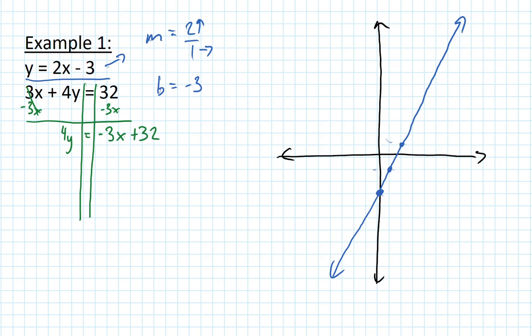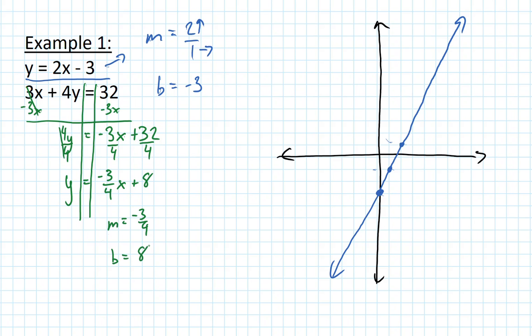Next, I'm not done yet. I still need to get rid of that 4. I do that by dividing. And remember, when you divide, you have to divide everything on the right side. On the left, it cancels out. I get y equals negative 3 divided by 4. I'm just going to keep it as a fraction, negative 3/4 x. And then 32 divided by 4 is 8. So now that y is alone, I can pull out my m, my slope, which is negative 3/4, and my b, my y-intercept, which is a positive 8.